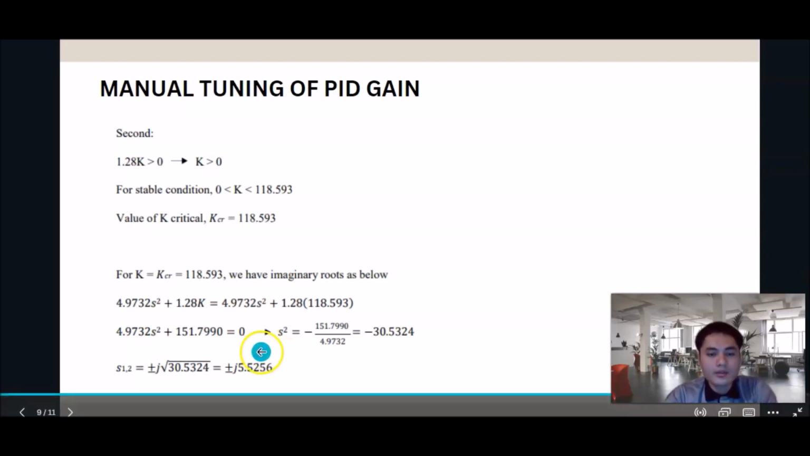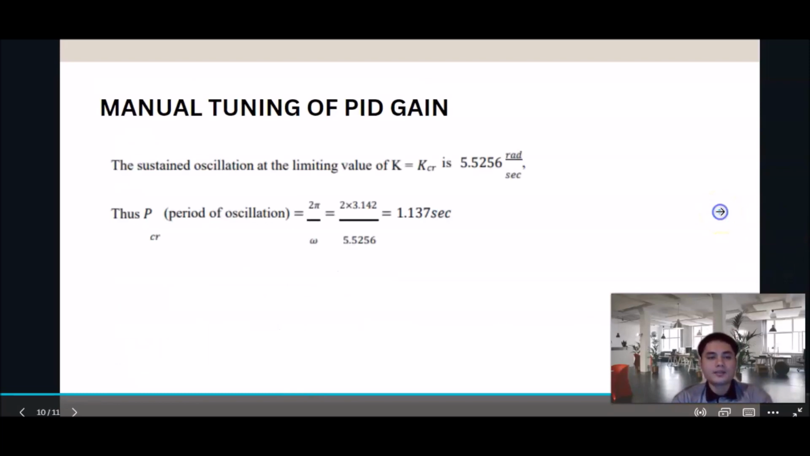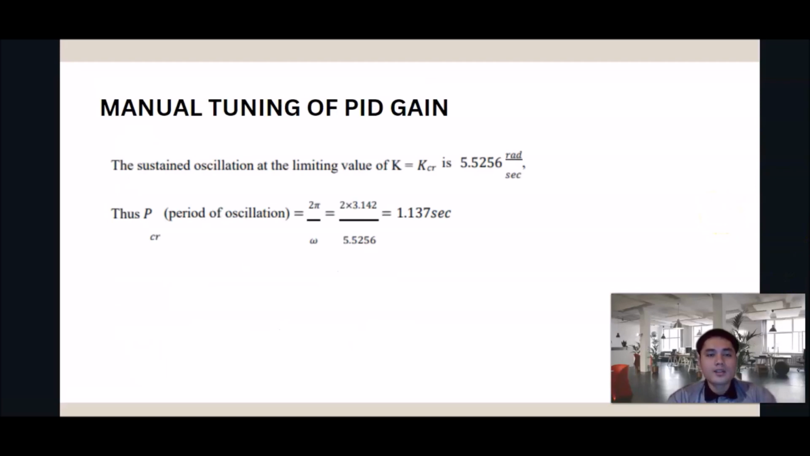So the square root of 30.5324 equals plus minus j5.5256. Next. So the sustained oscillation at the limiting value of K critical is 5.5256 radians per second. That's omega critical.